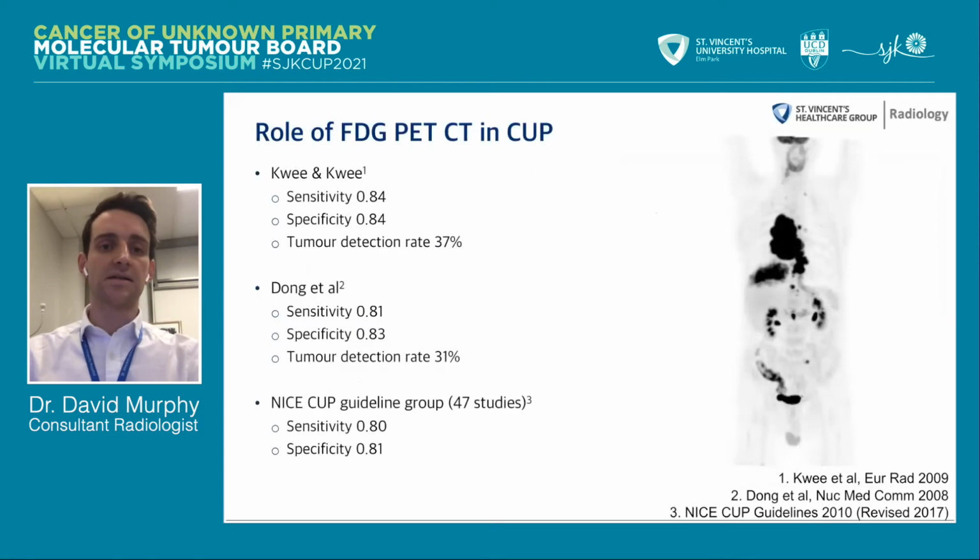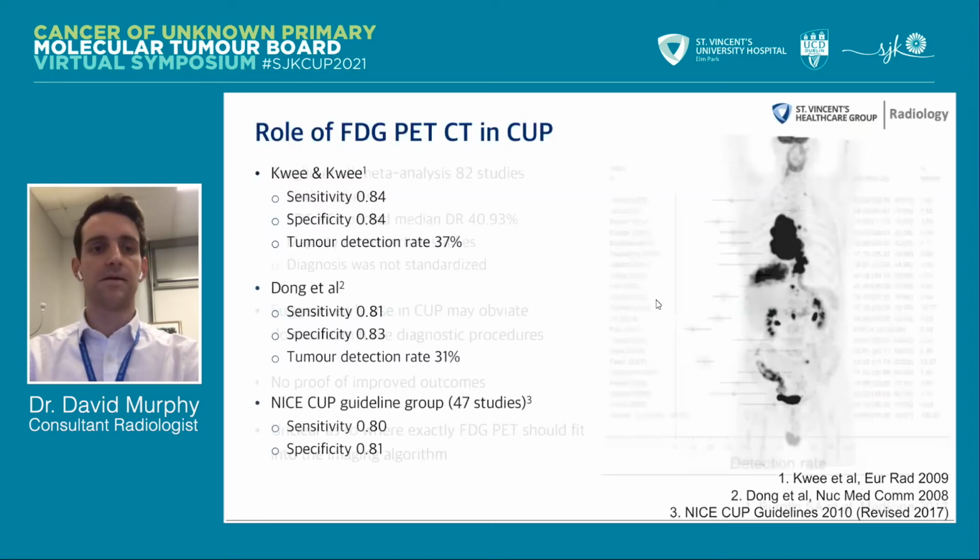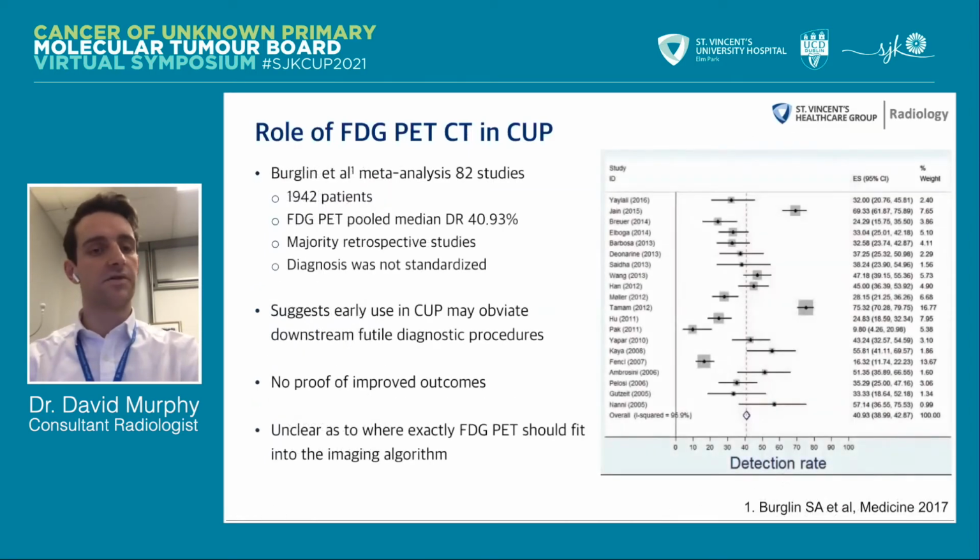This has been looked at in cancer of unknown primary in terms of its ability to find the primary site. These are now slightly older systematic reviews, which showed tumor detection rates in the region of about 30%, with relatively good sensitivity and specificity. This is an example of an FDG PET-CT in a patient with a small cell lung cancer with multiple bone metastasis.